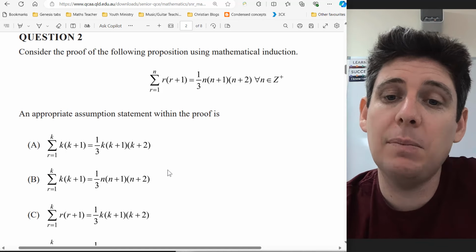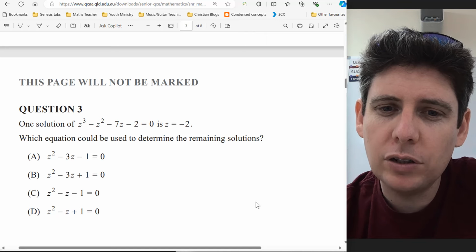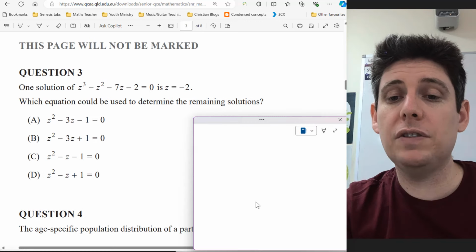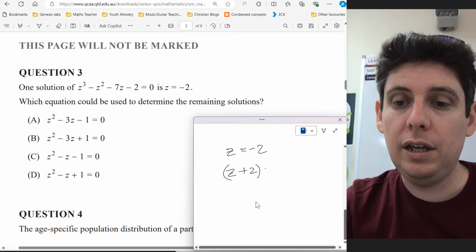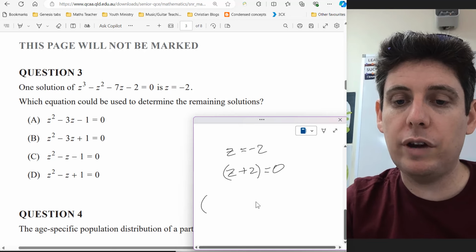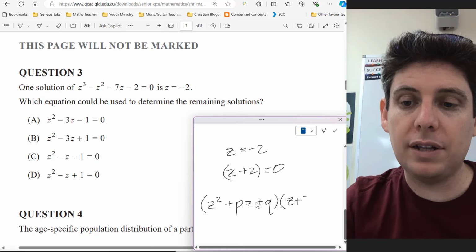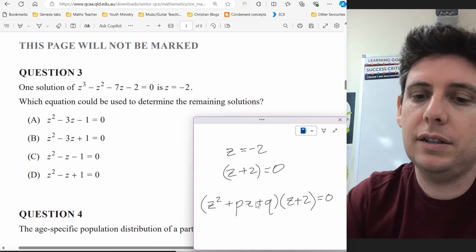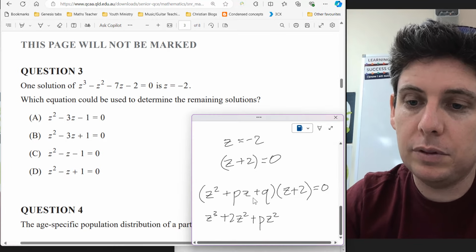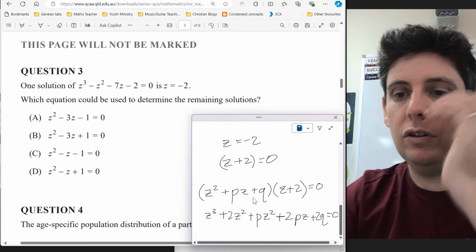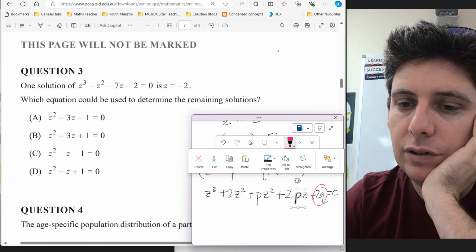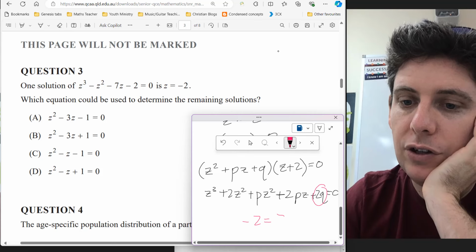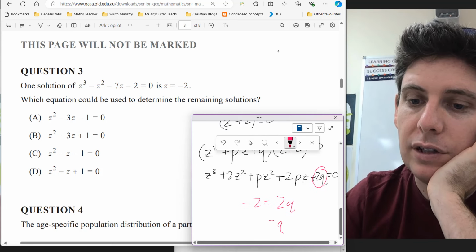All right, let's find out what question 3 is. Oh, we've got z's. One solution is z equals negative 2. Which equation could be used to determine the remaining solutions? All right, so if z equals negative 2 is a solution, that means z plus 2 is a factor. So there's some quadratic, we don't know what it is, multiplied by z plus 2. Now, if we expand the brackets, we can look at certain sections of this. This section at the end is the constant. So if you look at the original, the constant is negative 2. So negative 2 equals 2q. Therefore, q equals negative 1.